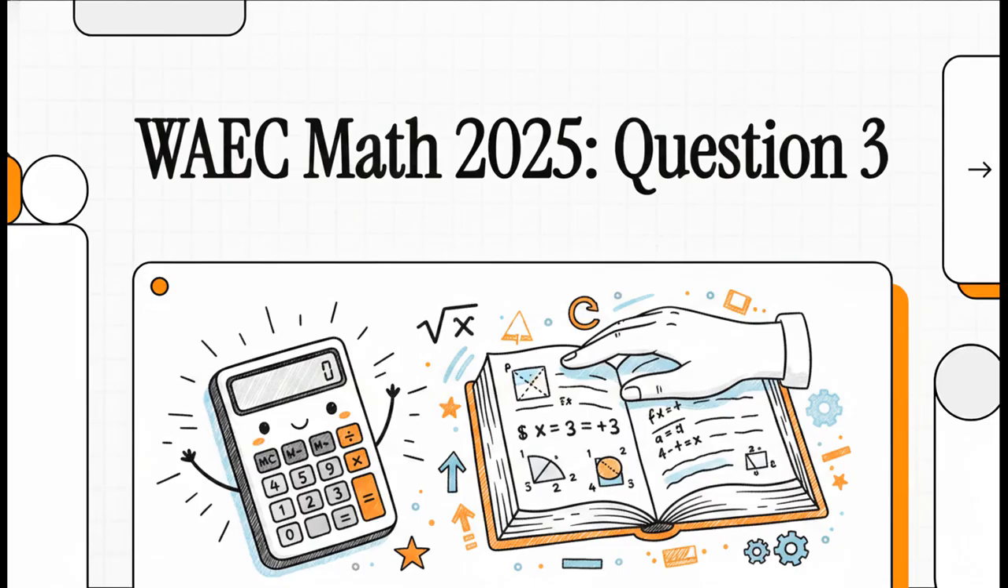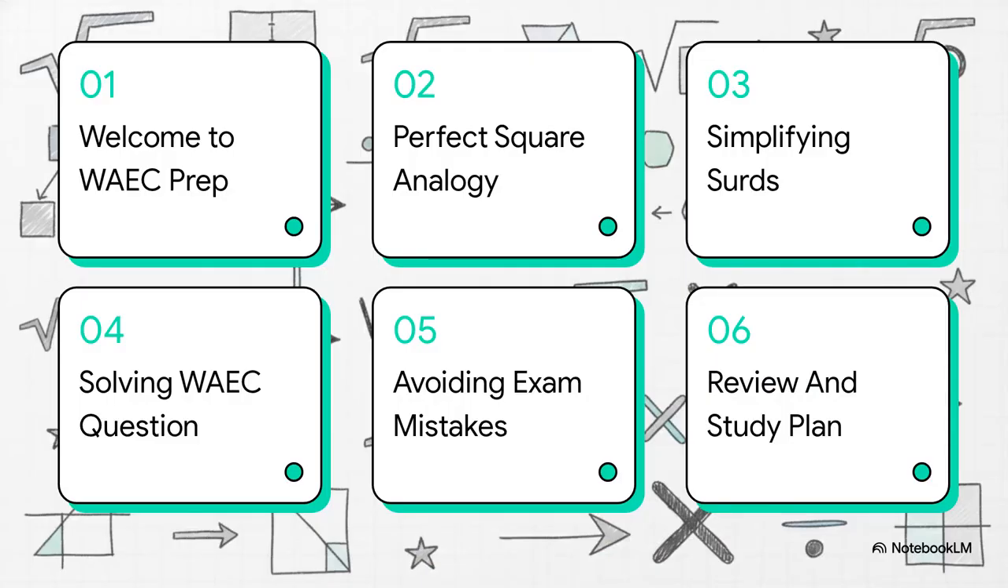All right, let's get into it. So here's our comfort and game plan for today. 1. Welcome to WAEC Prep. 2. The perfect square analogy. 3. Simplifying the surds visually. 4. Solving the WAEC question. 5. Avoiding common exam mistakes. And 6. Review and study plan.